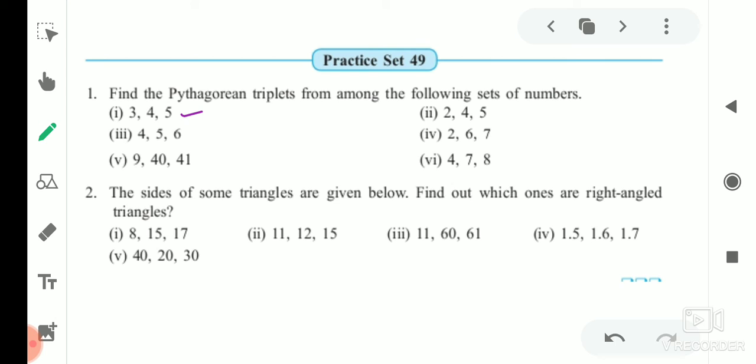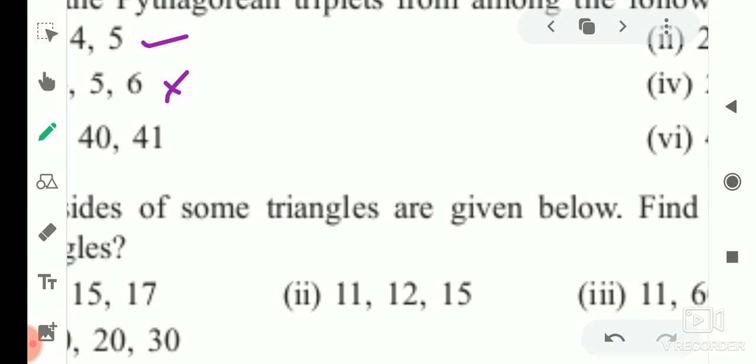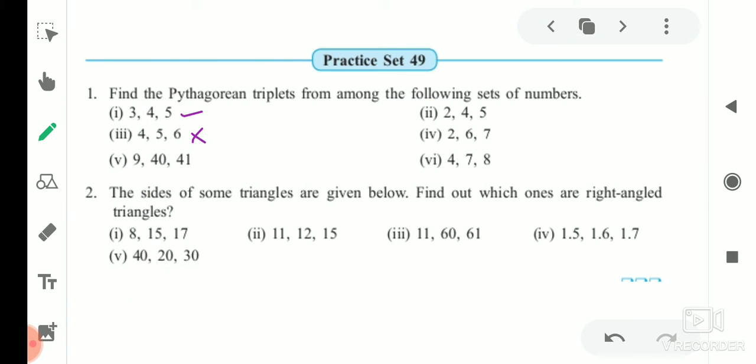Okay, here the square of 6 is 36, the square of 4 is 16, the square of 5 is 25. Yes, 16 plus 25 is equal to 41, which is not equal to the square of 6, right? So this is not a Pythagorean triplet. Hope you have understood. Now try the remaining questions, otherwise I will already send it in the WhatsApp group.